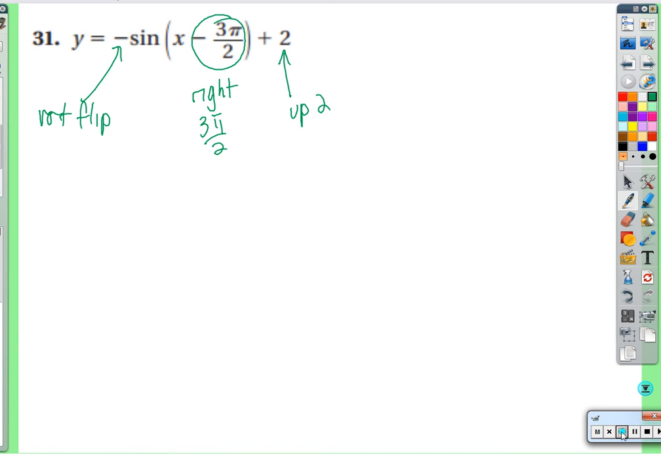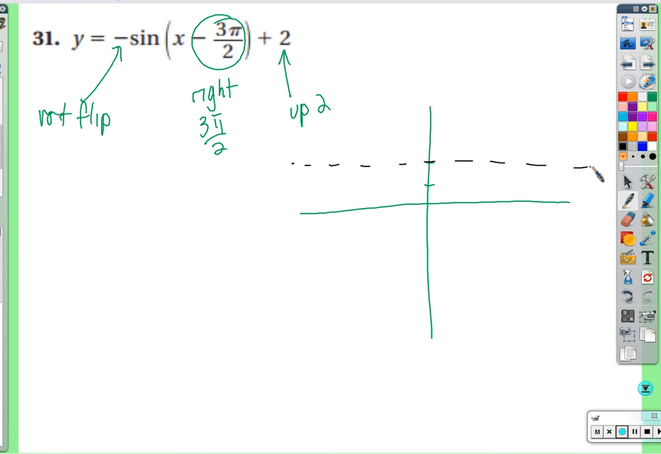Or this period's lecture video explains why that moves to the right 3 pi over 2 and not to the left. So if we can incorporate all those things, the period is the same. It's still 2 pi. Let's see. First we'll show that it moved up 2. Its amplitude is still 1, so it goes up from 2 to 3 and down from 2 to 1.